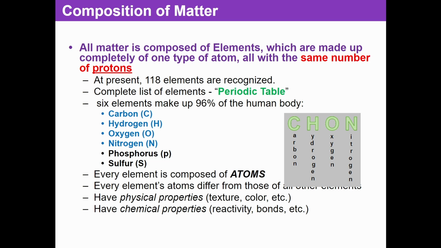And you can see next to each one of those words is its chemical symbol that you would see on the periodic table. Carbon, hydrogen, oxygen, and nitrogen make up most of the human body, whereas phosphorus and sulfur are found in trace or smaller amounts. But regardless, every element is composed of atoms. All those atoms have the same number of protons, and those elements' atoms differ from those of other elements. And the atoms of certain elements share physical and chemical properties like texture, color, how reactive they are, what other types of atoms or how many bonds they like to form.